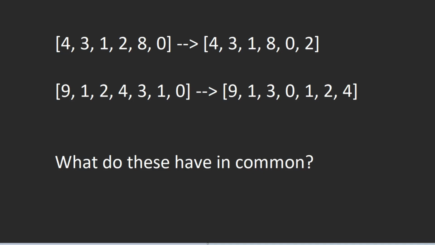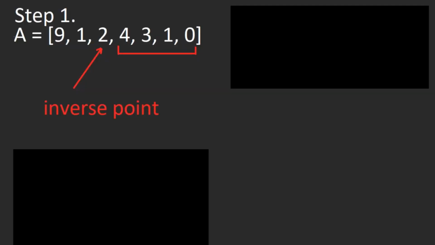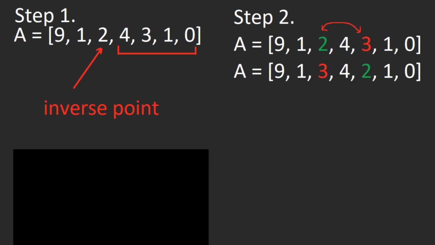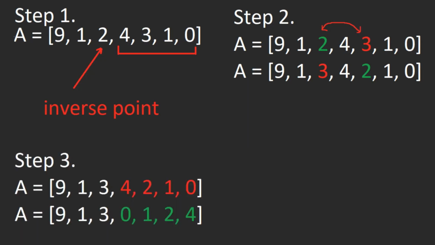Well, we can break our examples down into three simple steps for finding the next permutation. First, we find the largest subarray, which includes the last element in the array with consecutive decreasing integers. In our second example, this would be 4310. We'll call the index of 2 our inverse point. Next, starting from the end of the array, we find a number that is larger than our inverse point. In this case, it would be 3. We then swap 3 and 2. Lastly, we reverse the elements after the inverse point index.